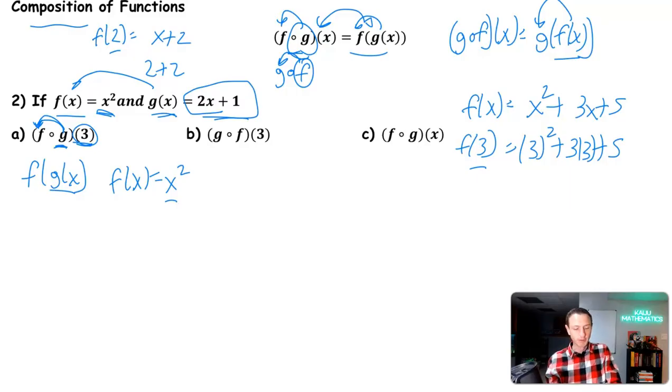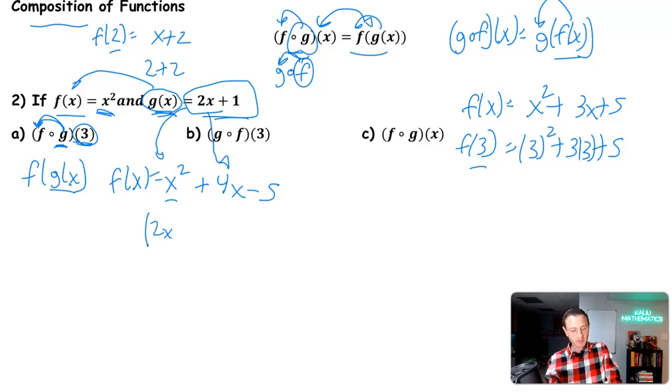Let me just make one more note here. Let's pretend f of x was x squared plus 4x minus 5, and I asked you to do the composition of f of g. You would take g, which is 2x plus 1, and replace every x value with 2x plus 1. So this would translate to 2x plus 1 squared plus 4 times 2x plus 1 minus 5. See that? I left f of x, and I'm doing the composition of f of g. So g is going into f, so everywhere I see an x is being replaced by g.